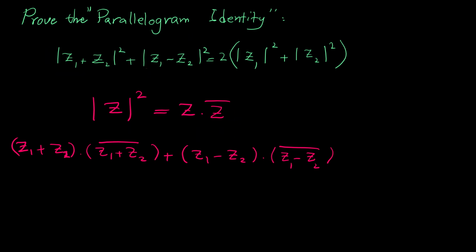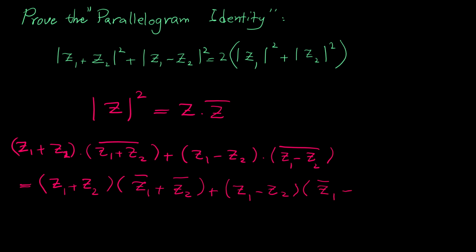Now let's simplify this. Note that the conjugate of z1 plus z2 can be written as conjugate of z1 plus conjugate of z2. We have this relation for the conjugate of two complex numbers. So we can separate the conjugate. And if we do the same thing for the other bracket, we can write this in the form of conjugate of z1 minus conjugate of z2.